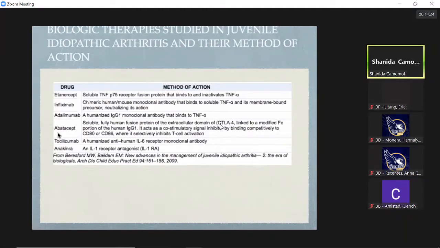Abatacept is an anti-CTLA4. Tocilizumab is an anti-interleukin 6, no? So I'm sure you're familiar with toci because of COVID. And anakinra is an anti-interleukin 1 antagonist. So these biologics can be used in patients with JIA. Unfortunately, the ones available here in the Philippines are only etanercept, infliximab, and tocilizumab.